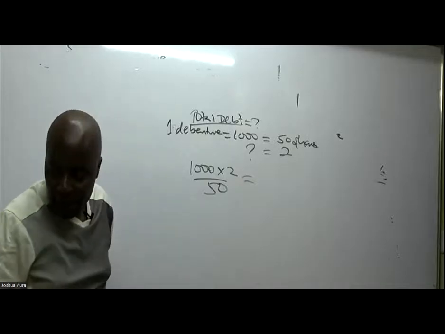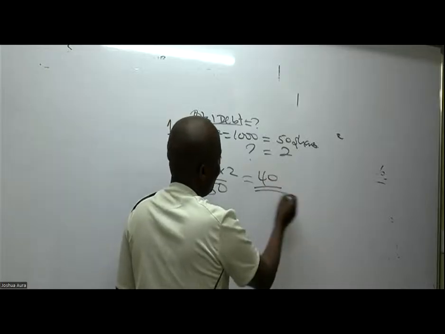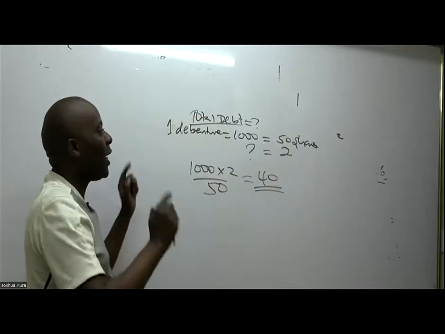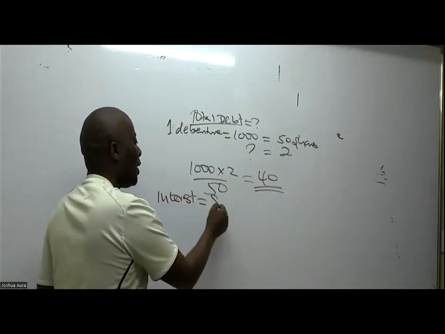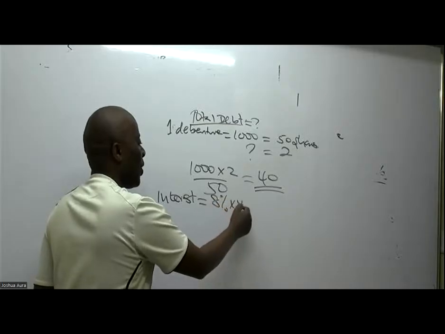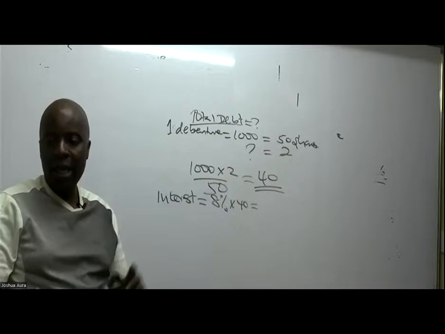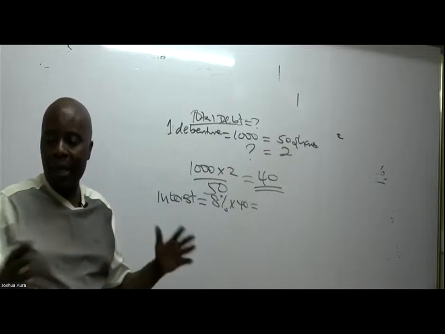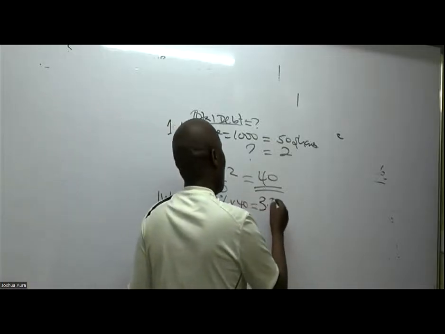Total debt is 40. Thank you very much. So if this is the total debt, what we want here is the interest amount per annum. The interest rate given is 8%. 8% of 40 will end up giving me 3.2 million.